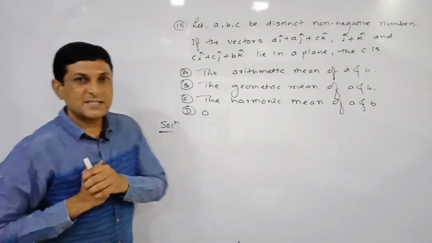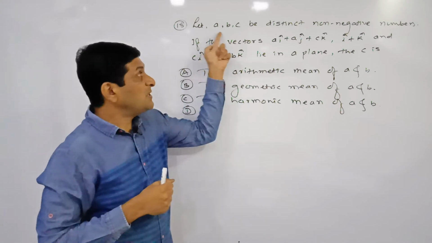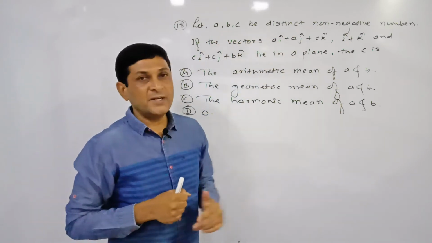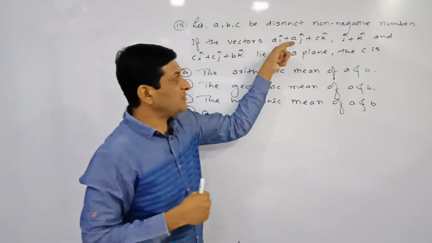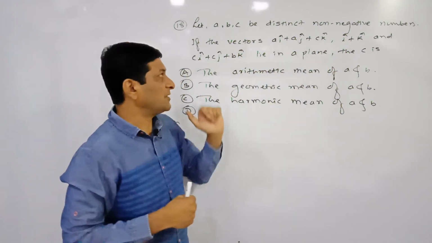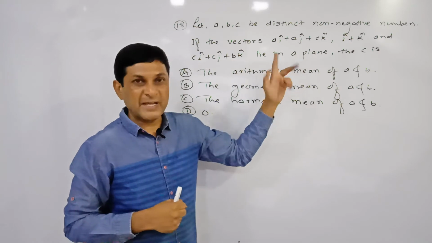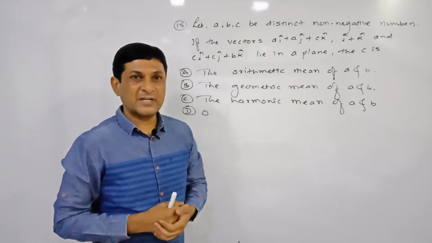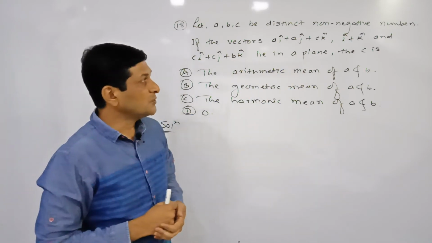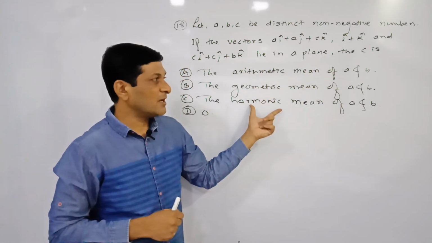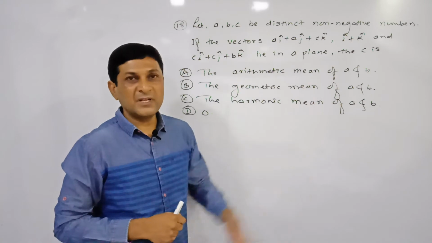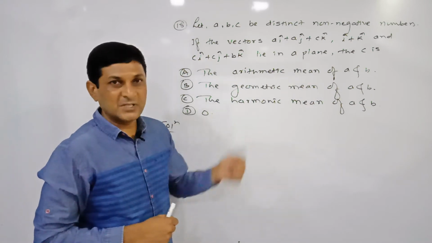See, in example number 18, a, b, c are distinct non-negative numbers. These are non-negative numbers, it is given to us, and these three vectors, first, second and third, lie in a plane. Lie in a plane means these three vectors are coplanar vectors. Using this, we have to check whether c is the arithmetic mean, geometric mean or harmonic mean between a and b, or its value is equal to 0.